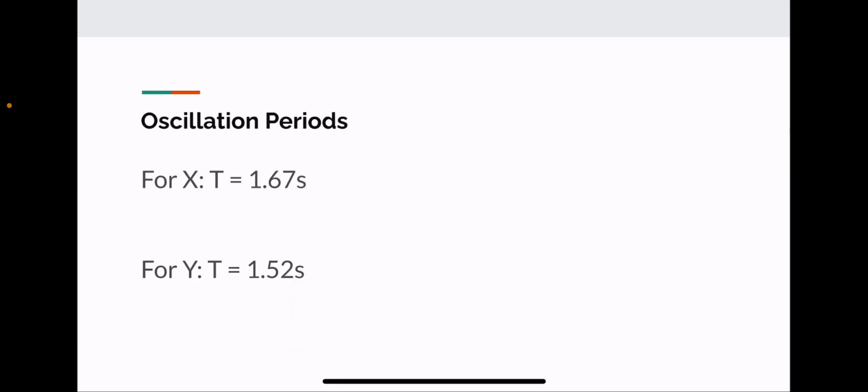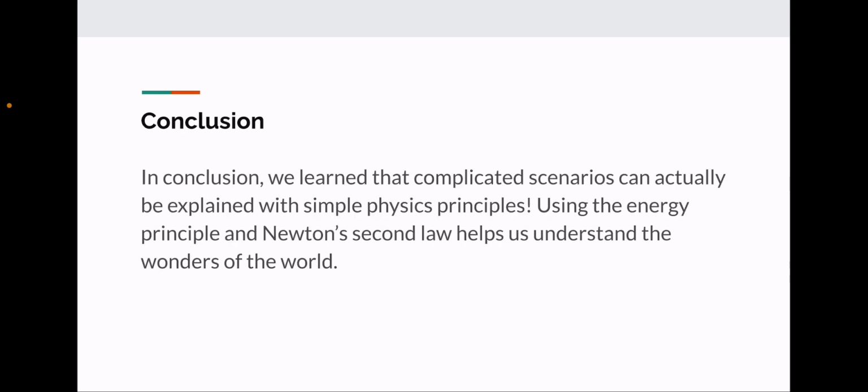We can find two different time periods by reading off the two position graphs. For x, we get the value 1.67 seconds. For y, we get the value 1.52 seconds. These values are different because the object is moving in both the x and y directions, creating two different behaviors with two different oscillation periods.